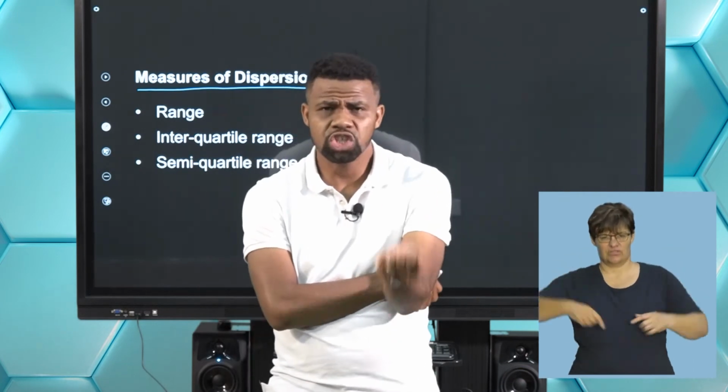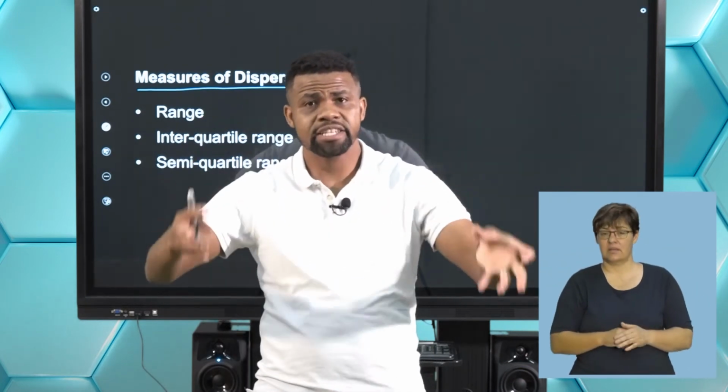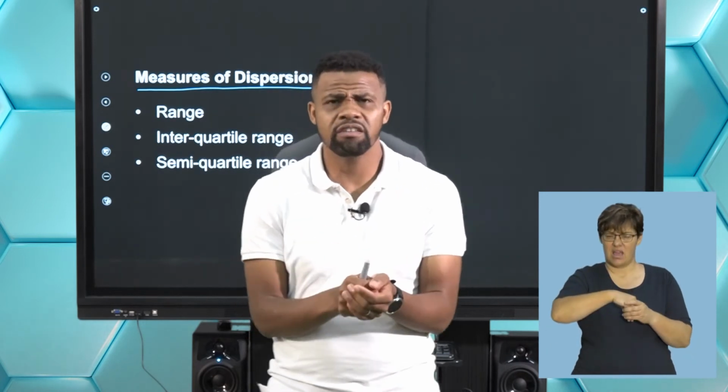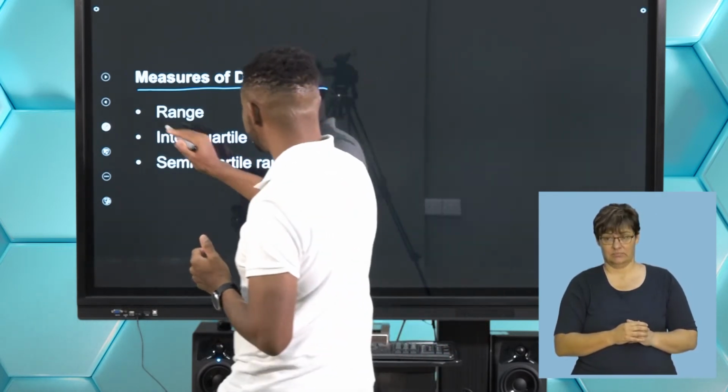What is range? Range is the maximum minus the minimum, and then there are the interquartile range and the semi-interquartile range. The interquartile range is actually your Q3 minus Q1, the upper quartile minus the lower quartile. Together, define this now.